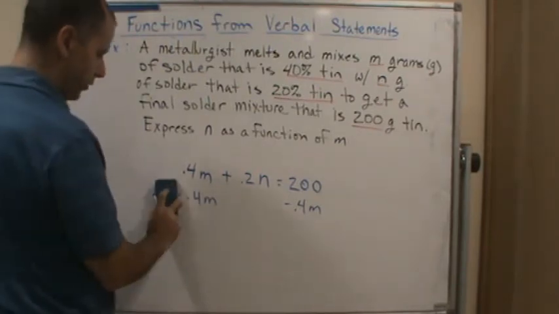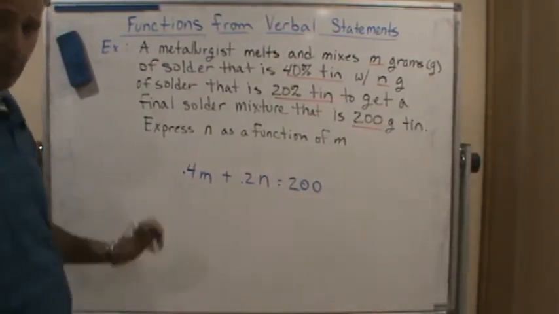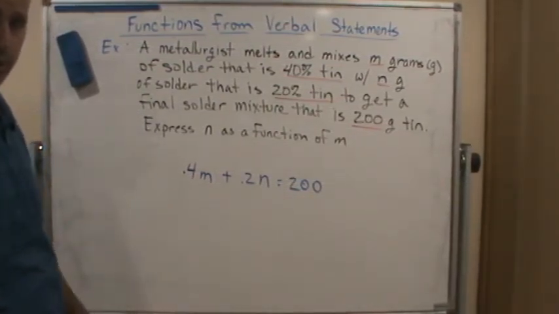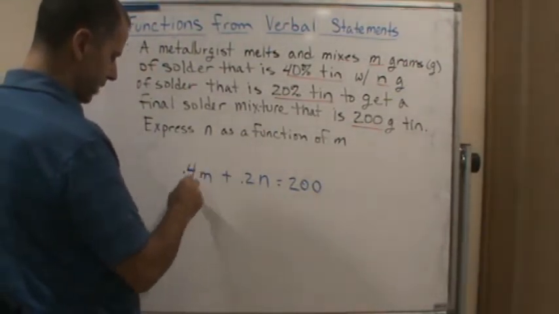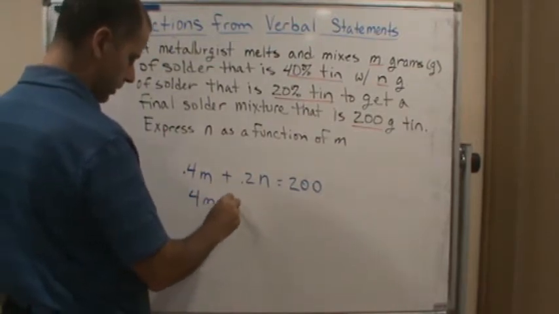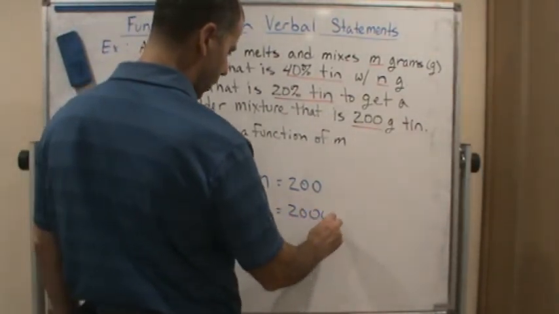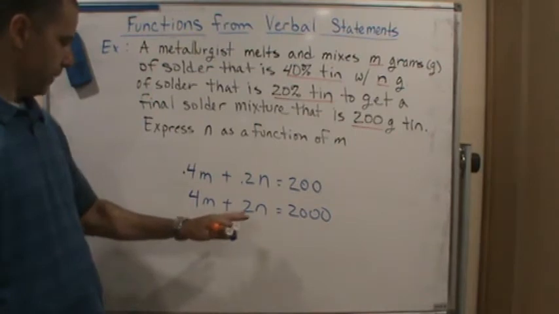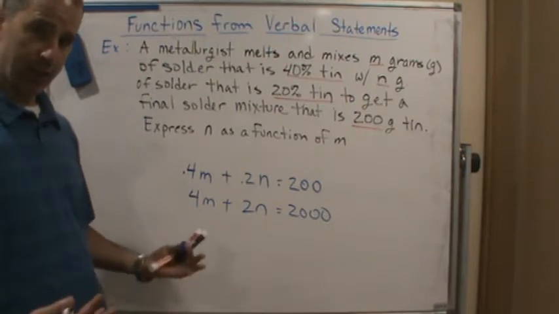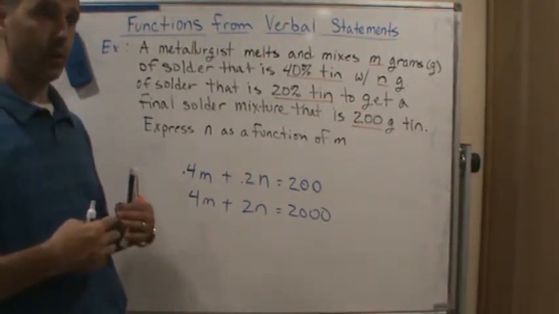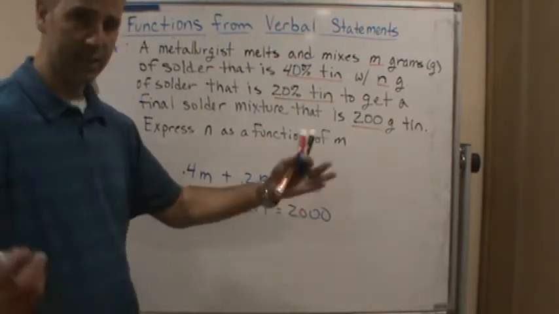Actually, you know what? Before I do that, why don't I just multiply everything by 10 and get rid of the decimals? There's nothing wrong with doing that. So if I multiply everything by 10, this becomes 4, this becomes 2, and this becomes 2,000. I'm not changing anything, because remember, as long as you do the same thing to both sides of the equation, you don't change the equation. Or more succinctly, you don't change the solution set. So now this is going to be easier to work with.